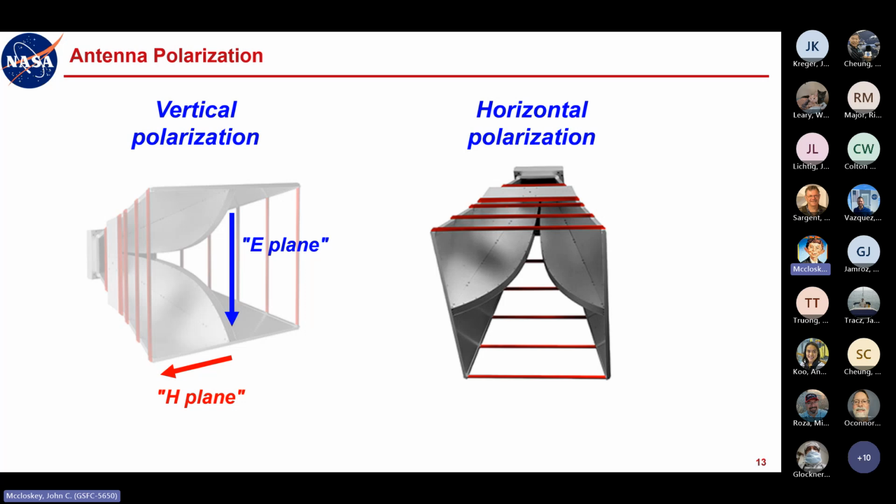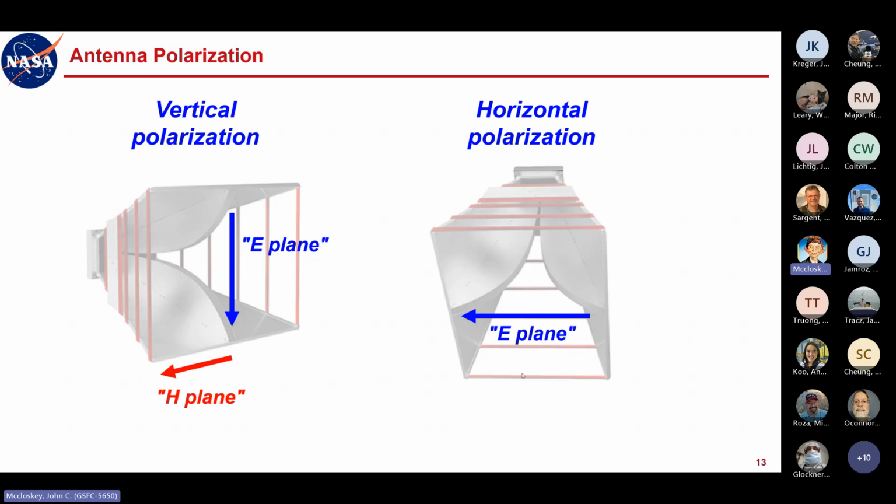Okay, so vertical polarization is when the conductive elements are oriented vertically. Just as shown here, if you're standing on the floor looking at it, that's what it'll look like. Those elements are vertical. Then you turn it 90 degrees so that the elements are now horizontal. That's horizontal polarization. So again, the E plane is in the direction of the elements, and the H plane is orthogonal to that.